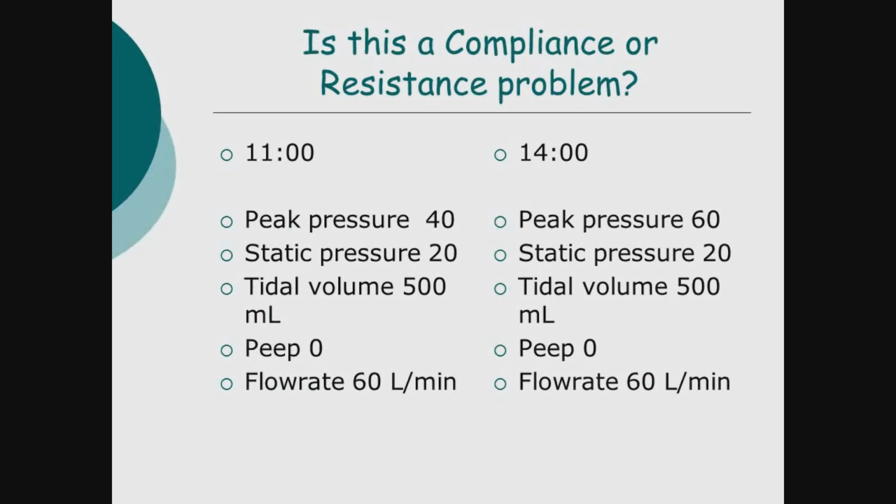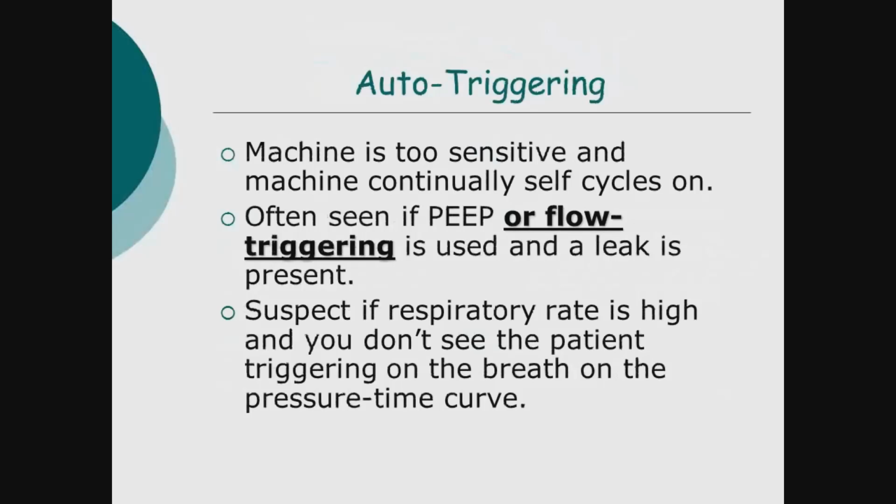Here's one example where the peak goes up, but the static does not, so obviously there is a resistance problem. Funny, I got a text from a former grad yesterday talking about auto-triggering versus auto-cycling. And auto-cycling really is a bad terminology. When the machine is so sensitive that it continually turns itself on, that's auto-triggering. And usually we see it when there is a leak and we're using flow triggering. More often than not, flow triggering is how we ventilate somebody. And if you have a leak, the ventilator can't tell that the leak isn't the patient taking a breath, and you can end up having it continually auto-triggering.